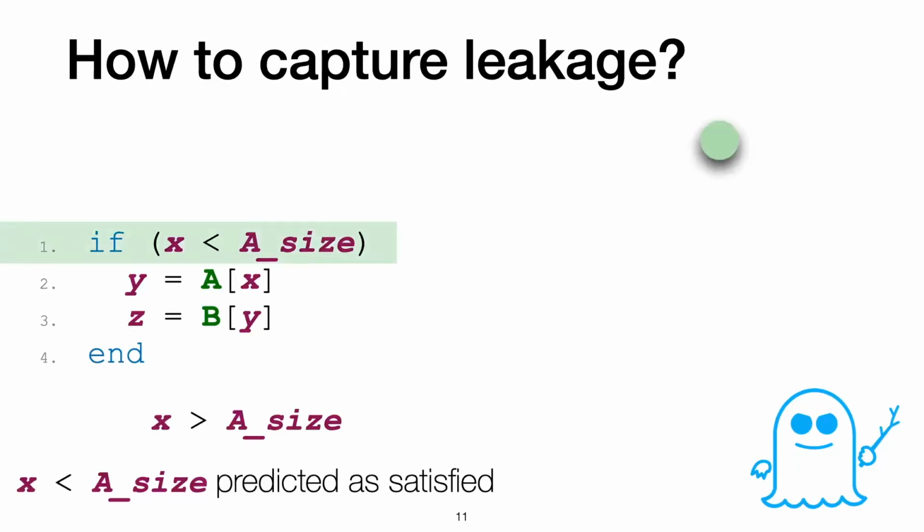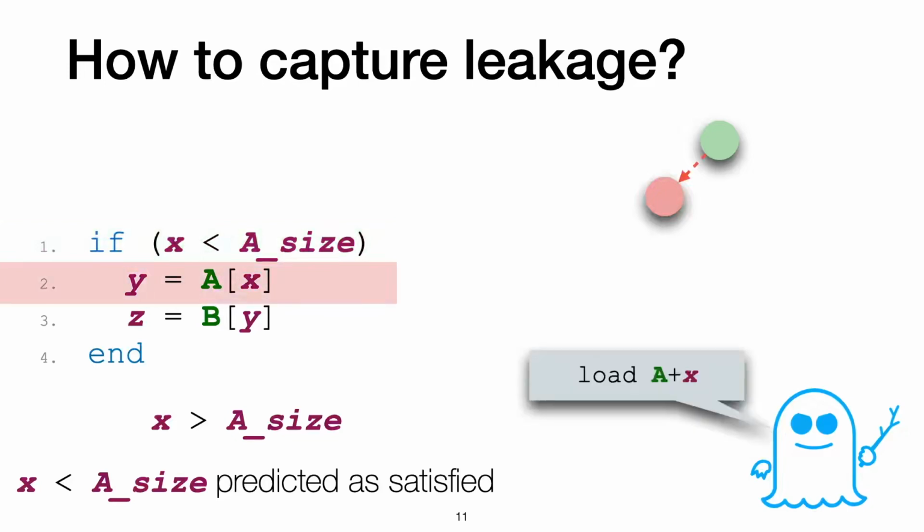The semantics starts the speculative transaction and moves to statement 2 since the condition is predicted as satisfied, and the attacker observes this, denoted here by the start and PC2 observations. Then we speculatively execute the first memory access, and the attacker observes the address, in this case denoted by the load a plus x observation.